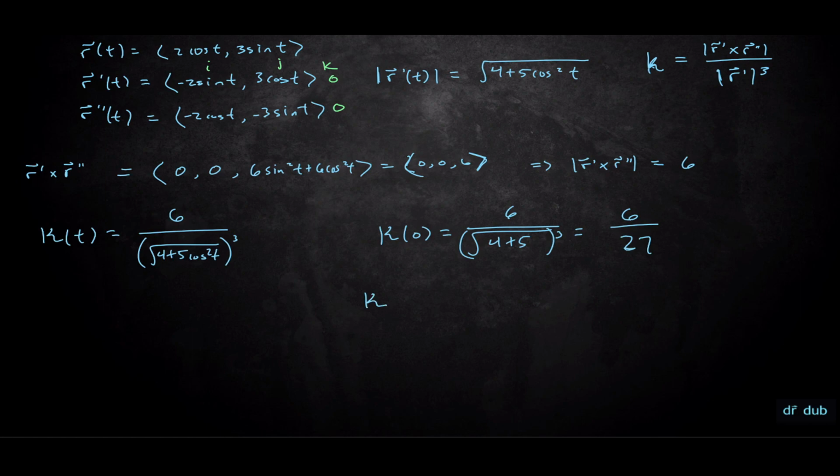What about the curvature at the top, pi over 2? That'd be 6 over the square root of 4, cubed, which would be 6 over 8. So there's more curvature at the top of the ellipse than there is at the side of the ellipse. So we can see this ellipse looks something like this. So that's a second curvature formula. Good stuff.